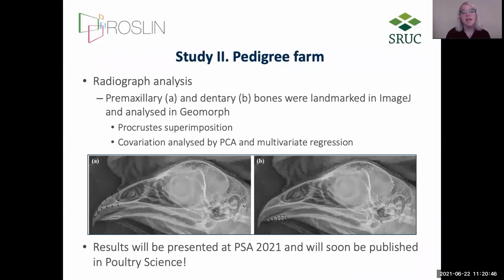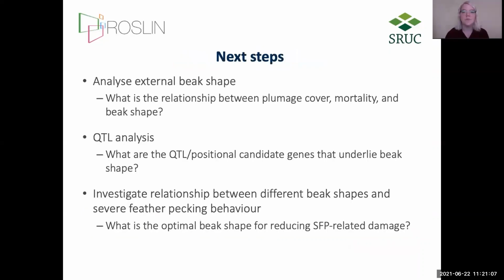So the radiograph analysis that I have completed so far is of the premaxillary and dentary bones within the top and bottom beak respectively. And so each radiograph was landmarked in ImageJ and then analyzed using the R package geomorph. And I'm actually going to be presenting the results of this analysis at PSA this year, and then we'll soon be publishing this data in Poultry Science.